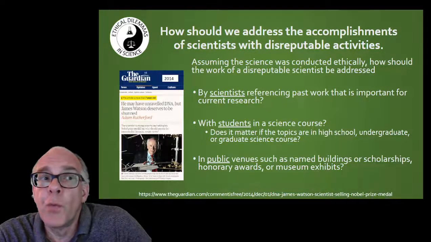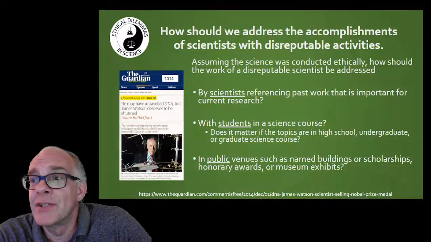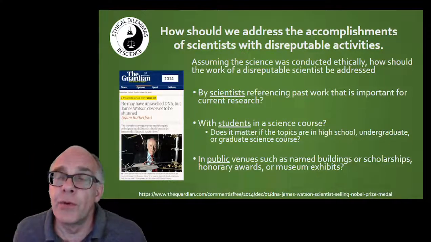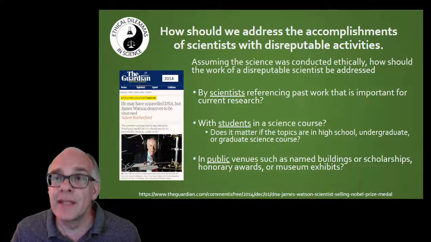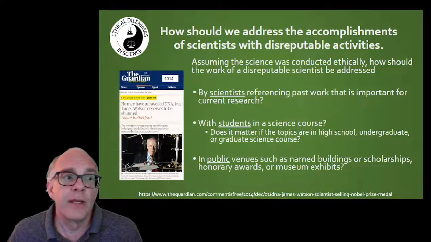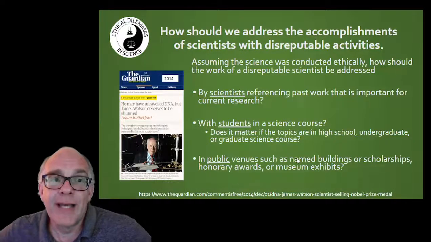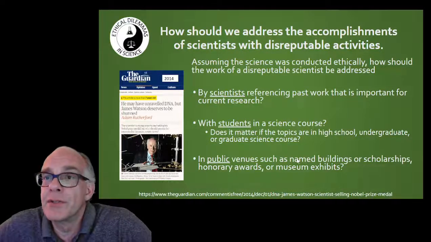Scientists, we reference past work that is important for current research so that others can understand the basis of our discoveries, the basis of our work. And therefore, you've got to lay the groundwork and say, okay, this is where it's coming from to lead to where it's going, to provide the establishment. For students in a science course, does it matter if the topics are in high school, undergrad, or graduate courses?